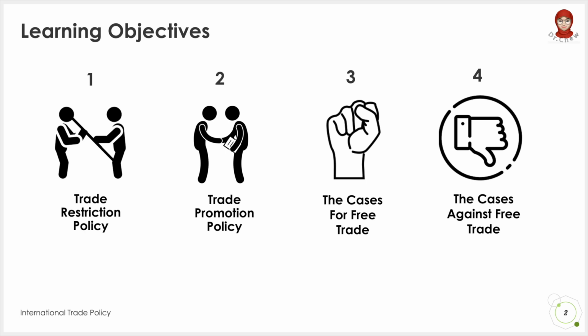Second, describe the instruments that governments use to promote trade. Third, articulate arguments for free trade that go beyond the conventional gains from trade. Last, evaluate national welfare arguments against free trade.